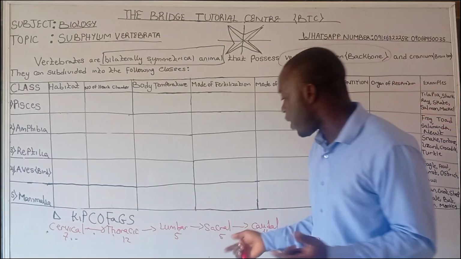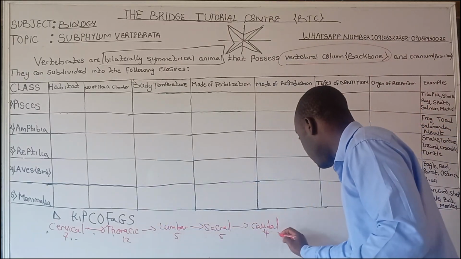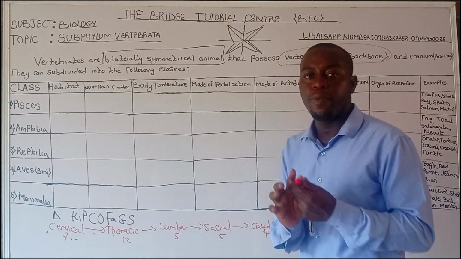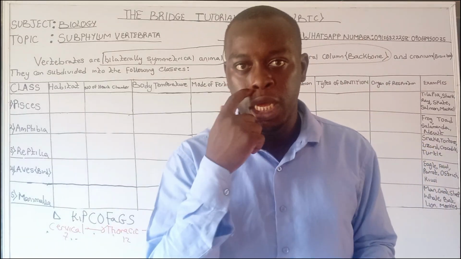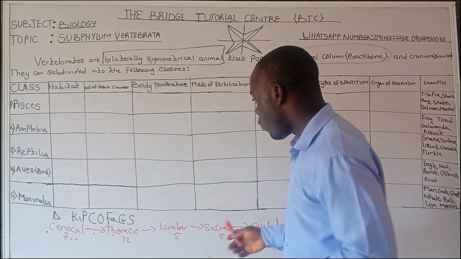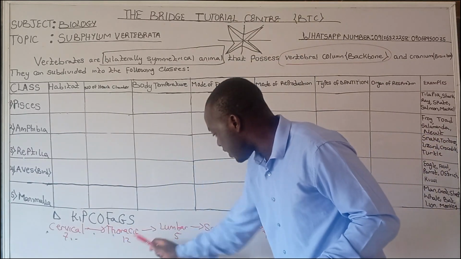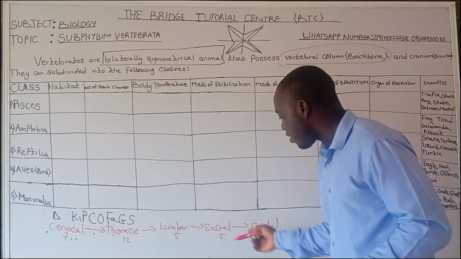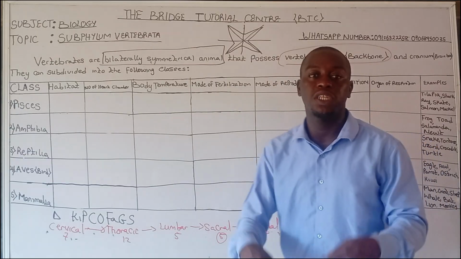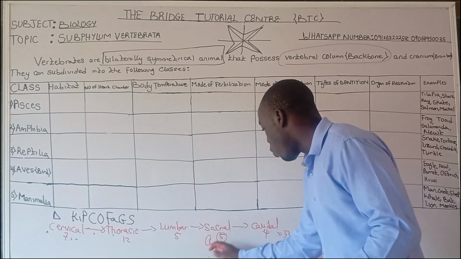If you add everything, you are going to get 33. But some people may call it 26 instead of 33. And how do they arrive at that? The cervical we have 7, the thoracic 12, lumbar 5. The sacral vertebrae fuse together to form something called the sacrum. It will now be 1 like that.